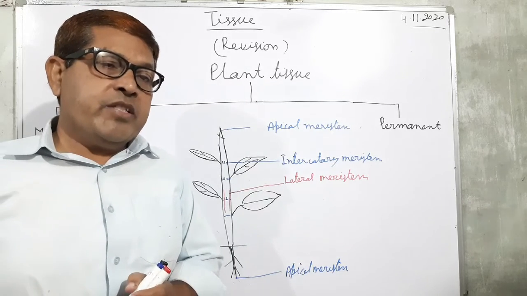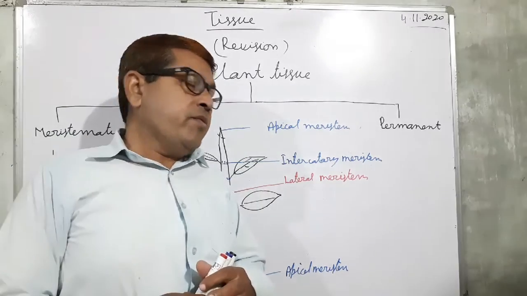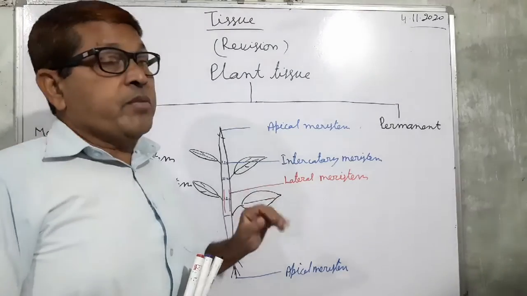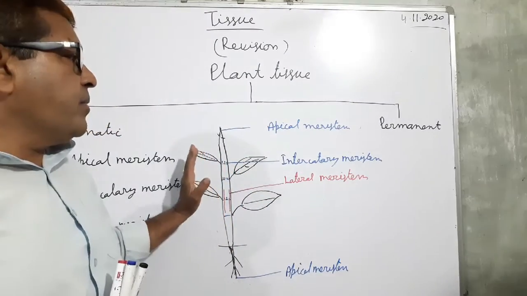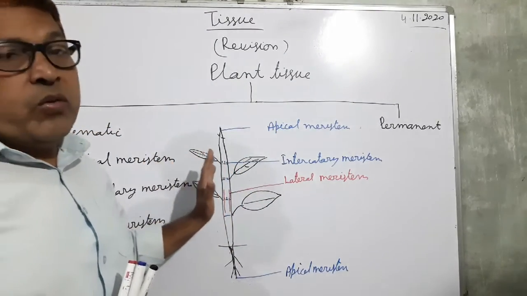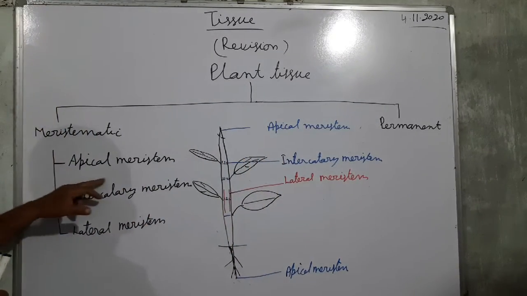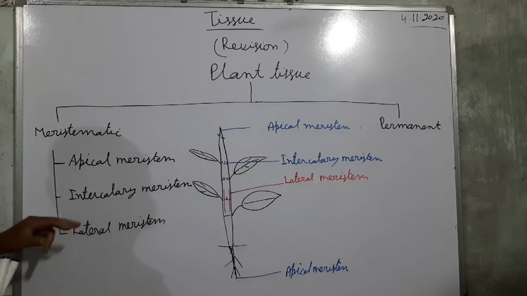The thickness of the plant increases due to the activity of the lateral meristem. So there are three types of meristems on the basis of location in the plant: the apical meristem, intercalary meristem, and the lateral meristem.